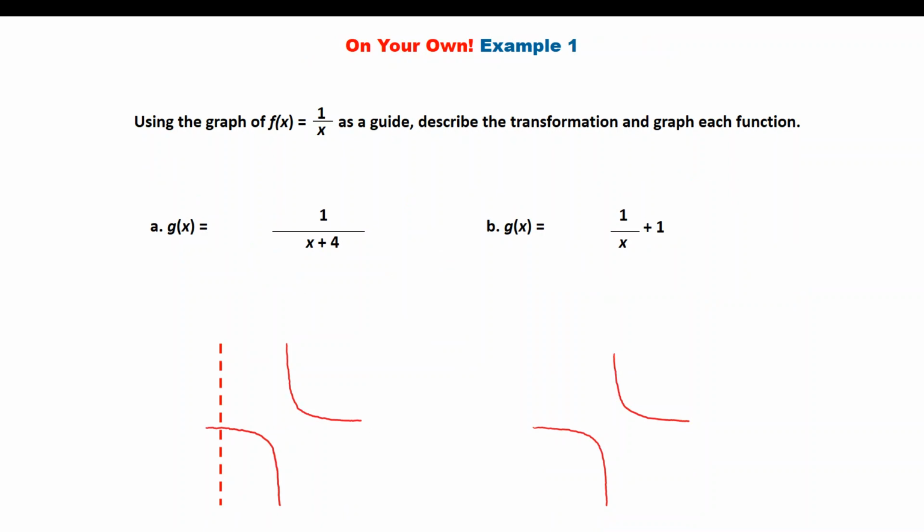Okay, so you try one on your own now. You're going to use the graph f of x equals 1 over x as a guide, and then describe what happens, and then make a graph of it.